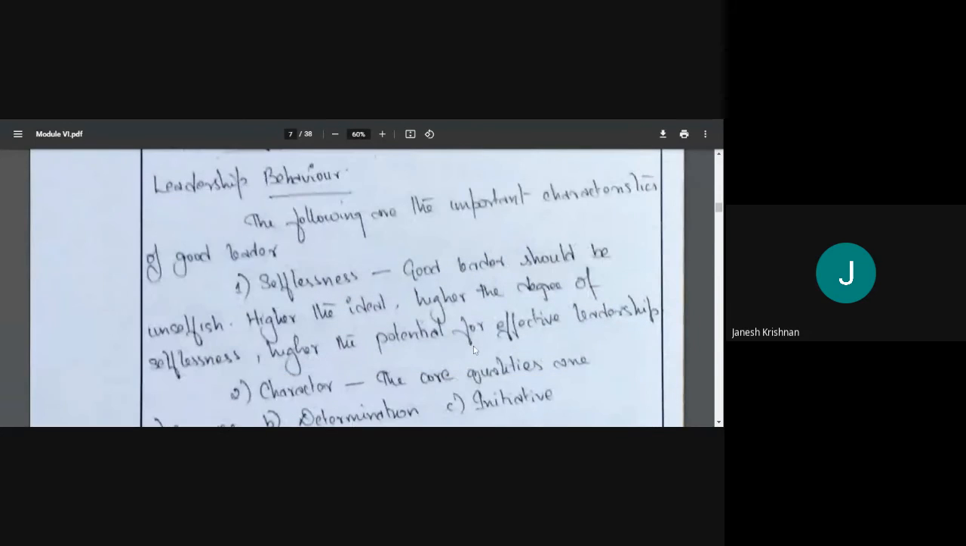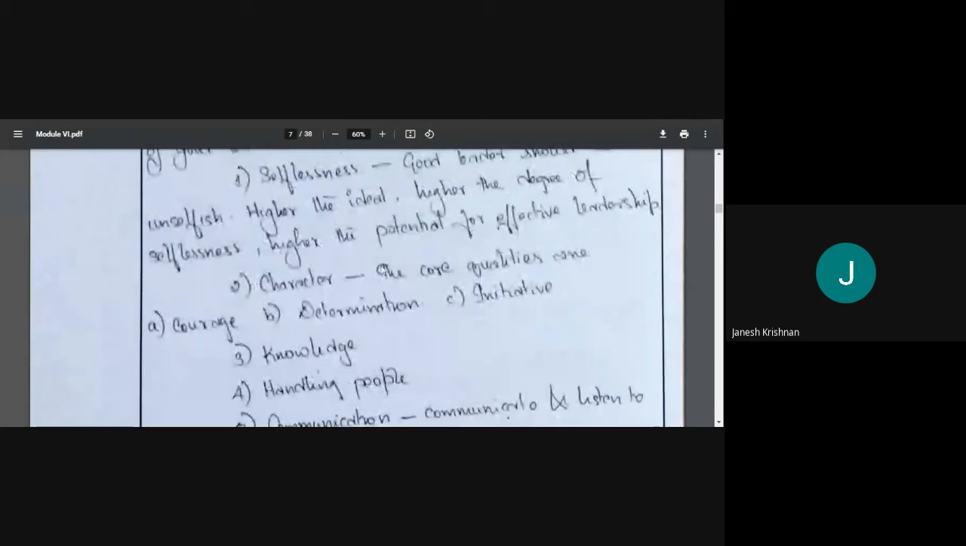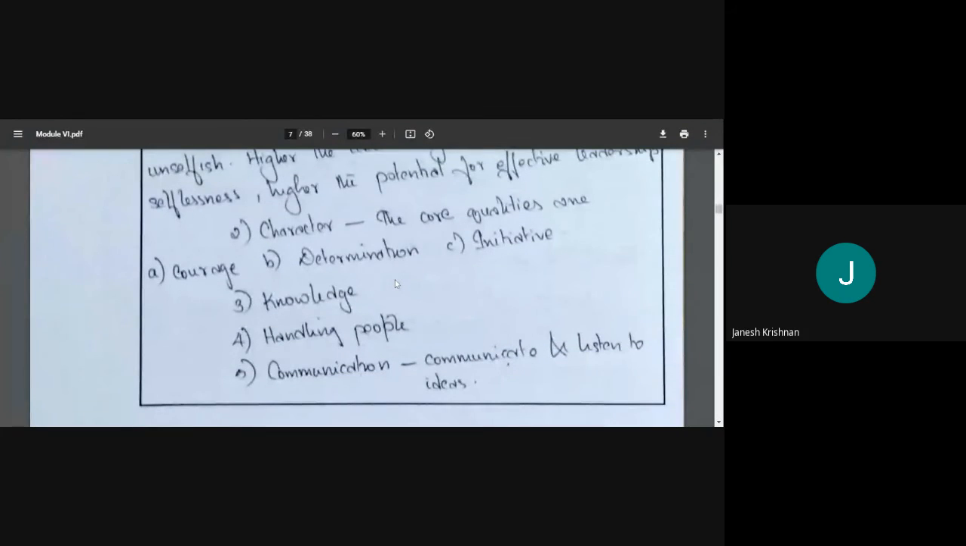So what are the behaviors we have to look for in a good leader? He should be selfless, should have character. That is, he should be courageous, he should have determination, he should take initiative, he should have knowledge, he should be good in handling people, and he should be able to communicate. Communicate means not only give; he should not be a radio, but he should also listen to us. We will see that in the next class.